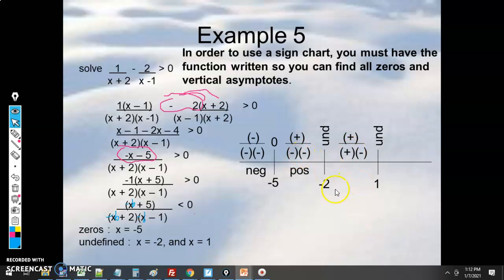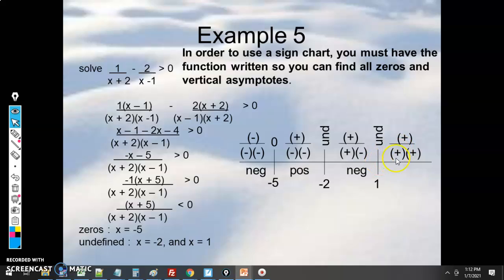Here I'm going to probably put in 0 if I'm checking it out. If I put 0 in, I get a positive on top, positive on the bottom, negative on the bottom. So this region here is negative. This region here is usually all positive, not all the time.